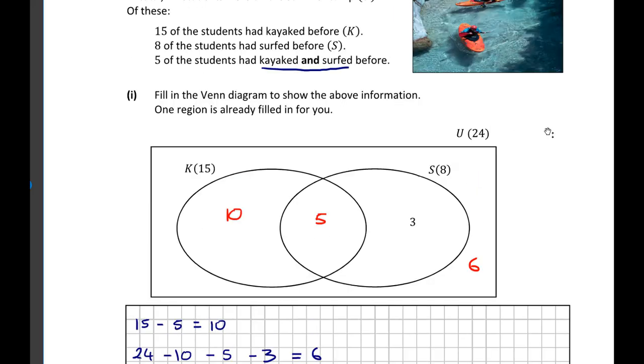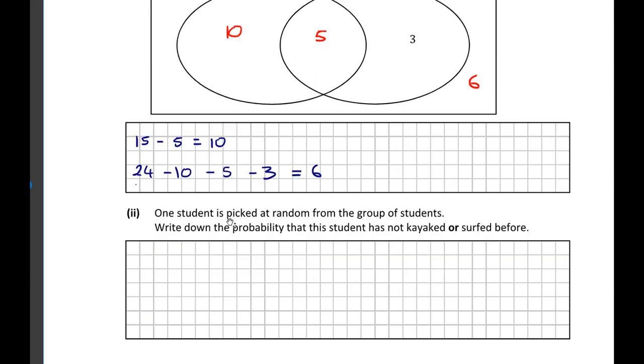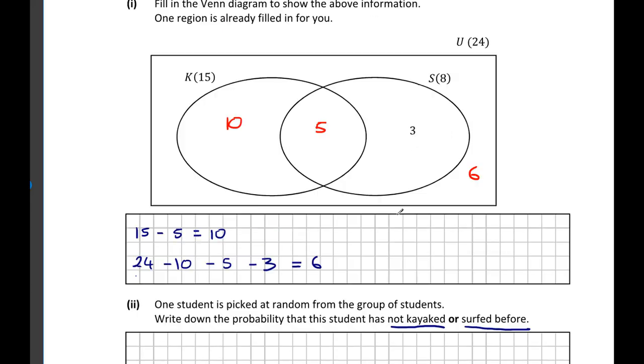Great. One student is picked at random from the group of students. Write down the probability that this student has not kayaked, it should be not kayaked or surfed before. It should be nor surfed, should it? Any English experts, should it be nor surfed? Anyway, so one student is picked at random. What's the probability they didn't kayak or surf before?